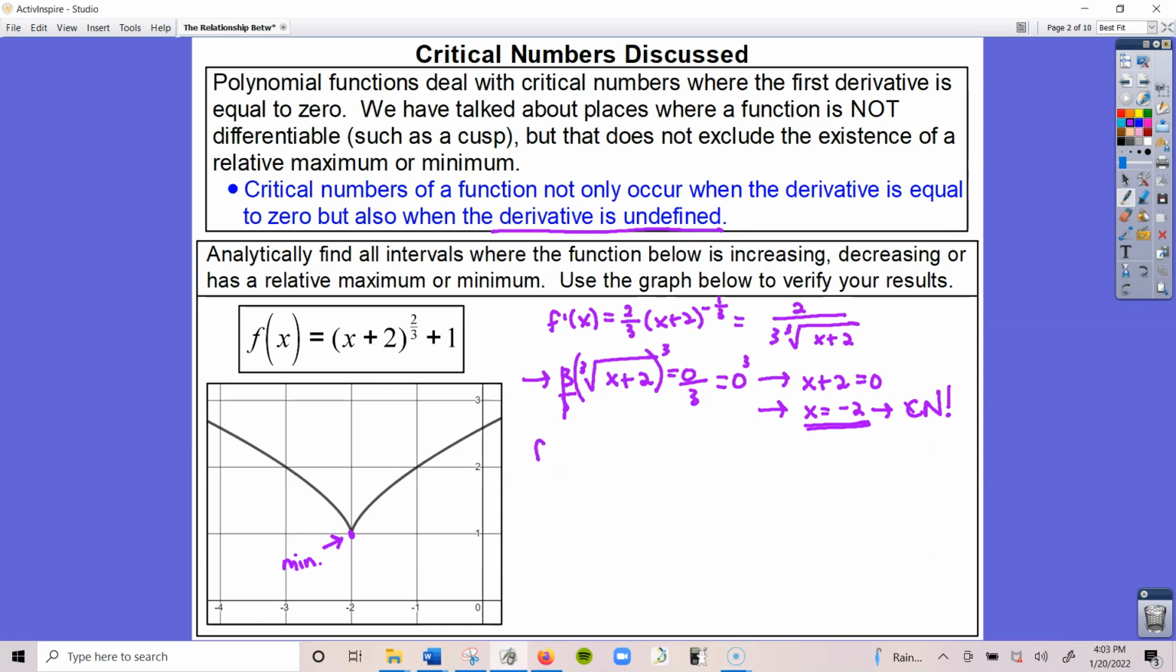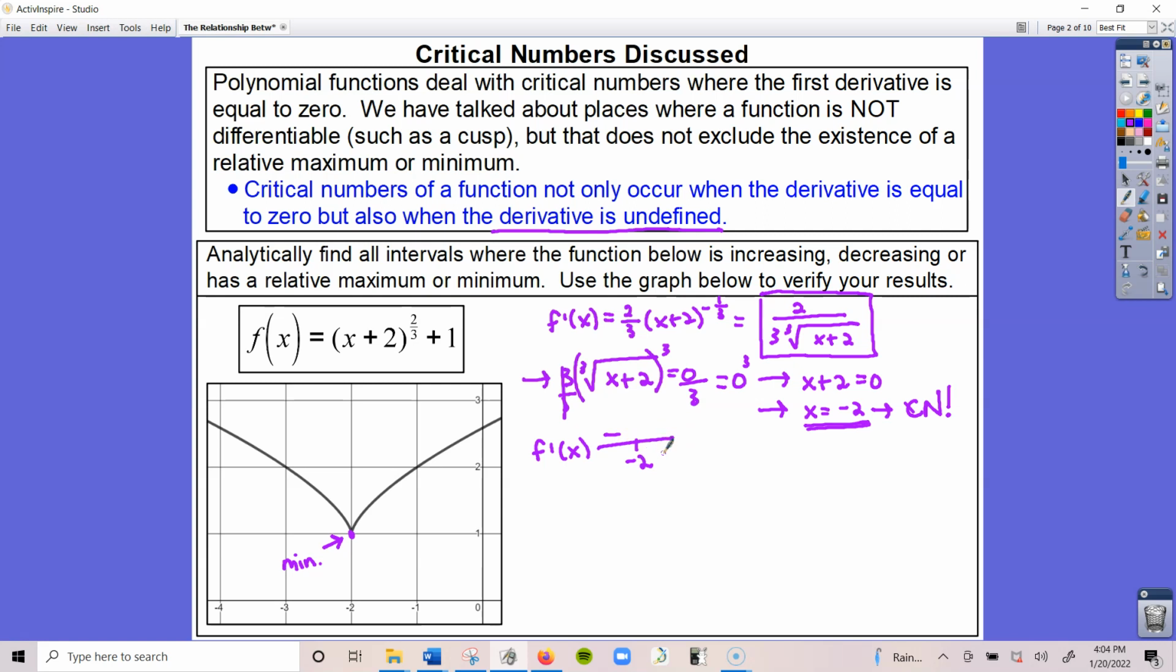So now I'm going to create my number line with my only critical number of negative 2. Remember that this is my derivative. This is where I'm going to plug in my test values. A number to the left of negative 2 would be negative 3. The numerator will always be positive, but the denominator here is going to be 3 times the cube root of negative 3 plus 2. Negative 3 plus 2 is negative 1, and the cube root of any negative number will still be negative. So 2 over a negative would make this negative.